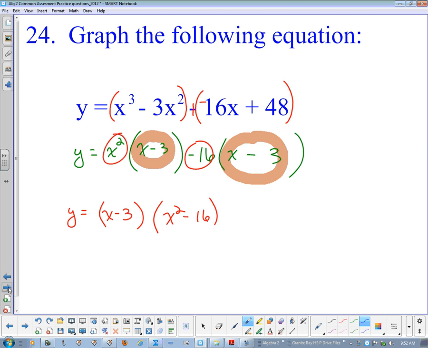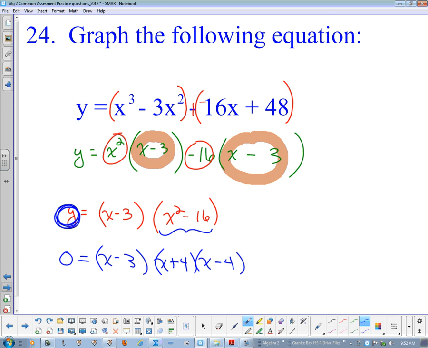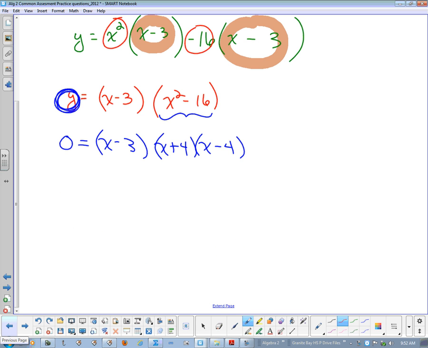Zero product property. So what we can do is take this y and set it equal to 0. So we have 0 is equal to x minus 3. This is a difference of perfect squares, so it's x plus 4, x minus 4. And zero product property, set them all individually equal to 0. We've got x equals 3. x equals plus or minus 4. You have 3 solutions there. Make sense? I'm going fast, but hopefully it's still making sense. Oh, we've got to graph this.